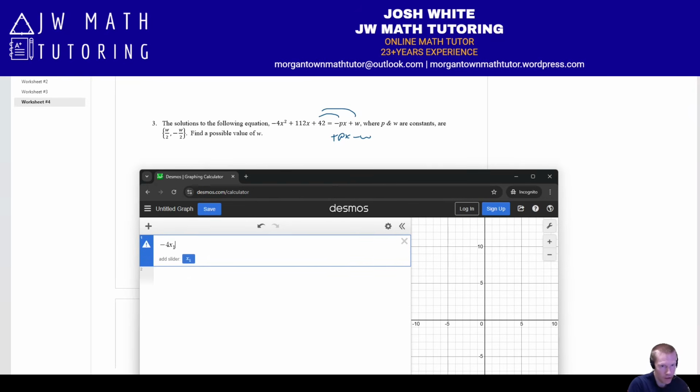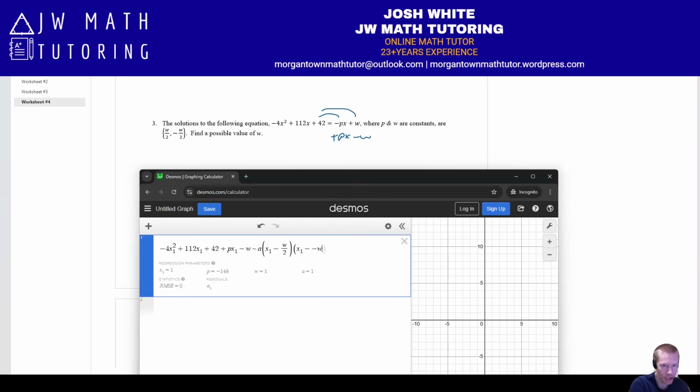So I get negative 4 x1 squared plus 112x1 plus 42 plus px1 minus w. Okay, now for its intercept or factored form, I know the two solutions, or the two intercepts, are w over 2 and negative w over 2. So I can just do x1 minus each of them. x1 minus w over 2, and then technically x1 minus negative w over 2, which I'm just going to simplify to plus w over 2. So now, make my list for x1.